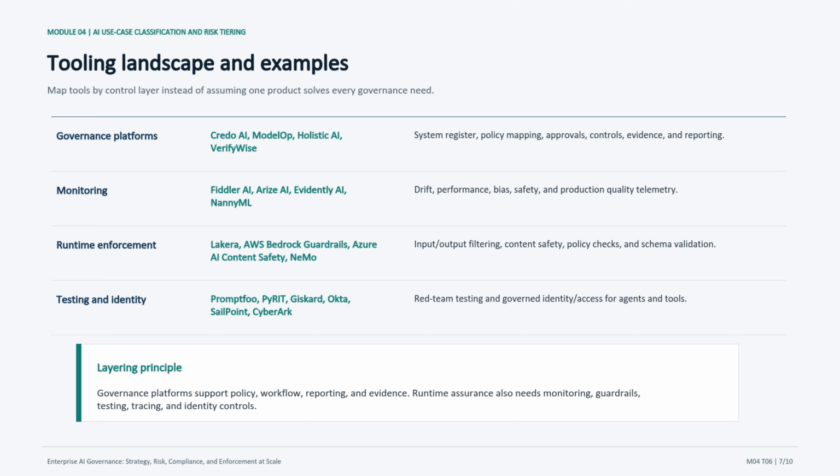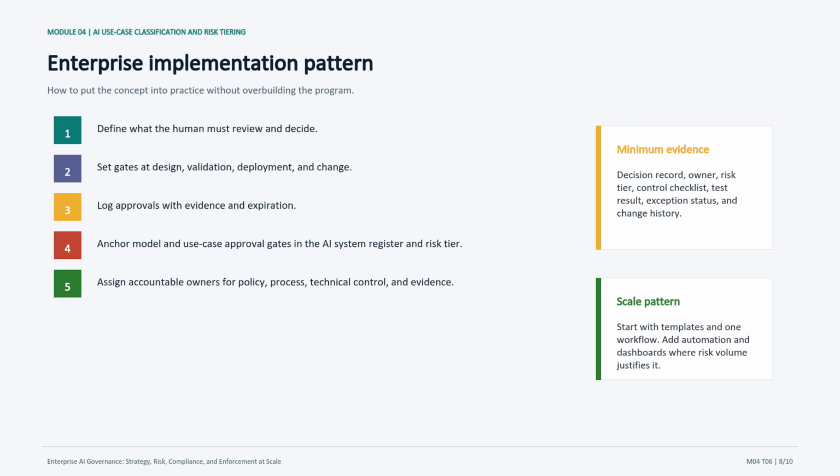I would tell the class that tool selection should follow the workflow. First, define the decision, evidence, risk tier, and enforcement need. Then choose tools that make that operating model easier to execute. With the tool landscape in view, the next question is implementation. What do we actually do first, and how do we avoid overbuilding? This slide is the move from design to execution.